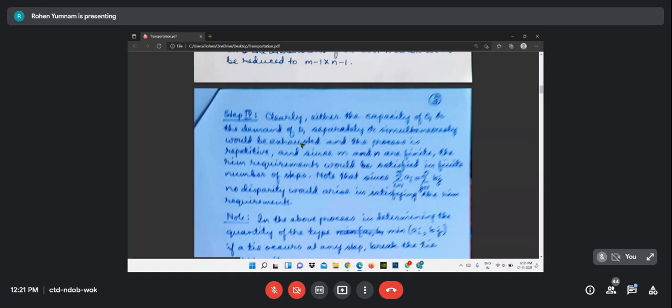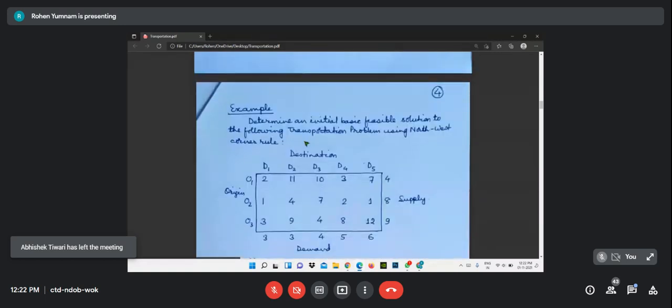Clearly, either the capacity of O1 or the demand of D1, separately or simultaneously, would be exhausted, and the process is repetitive. Since m and n are finite, the rim requirement would be satisfied in a finite number of steps. Note that since summation Ai equals summation Bj, no disparity would arise in satisfying the rim requirement. These are the things. After that, let us see the problem directly here. You will be clearer by discussing the problem.